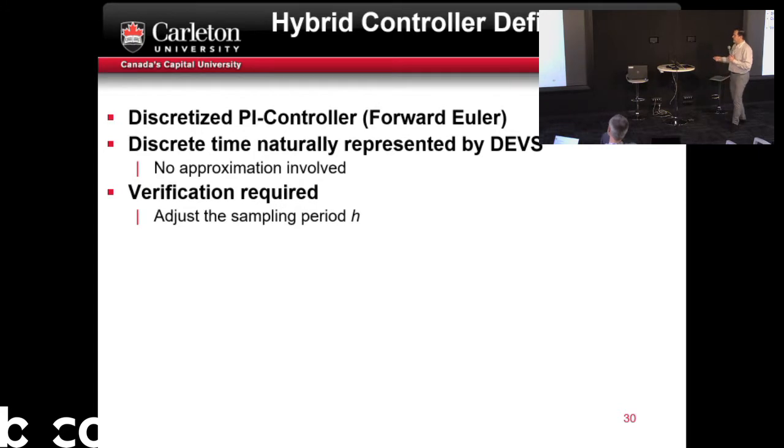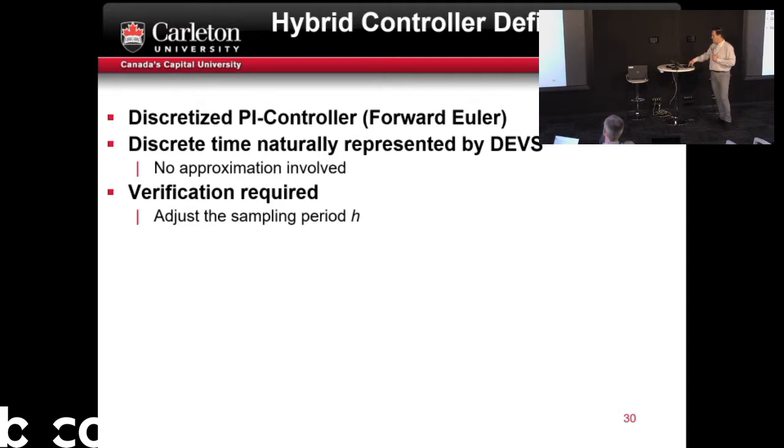But then we need to deploy this into the hardware, so we did a DEVS version using a discretized PI controller that uses forward Euler that is converted into a DEVS specification. It's done naturally in DEVS. There's no approximation. There's this method called quantized state systems that will have an equivalent version of forward Euler made as a DEVS model.